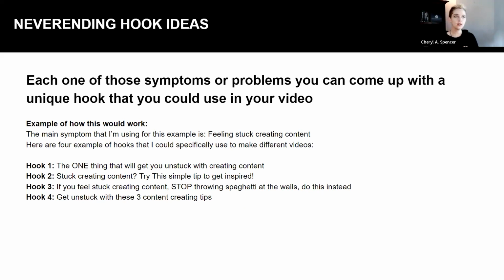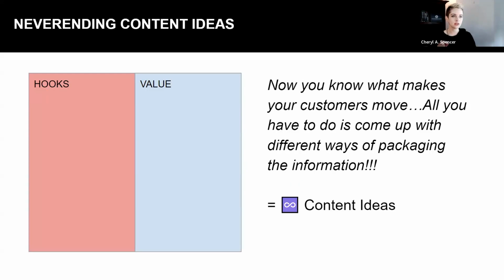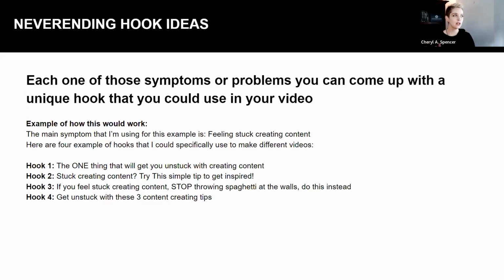And so here's how this actually works in practice. Each one of these symptoms or problems on the left-hand side of the worksheet that you came up with, you can come up with unique hooks that you can use in your different videos. So here's an example of how this works. The main symptom that I'll use for this example is feeling stuck and frustrated creating content. That's the symptom. That's what's going to get people to be like, yeah, I feel stuck.